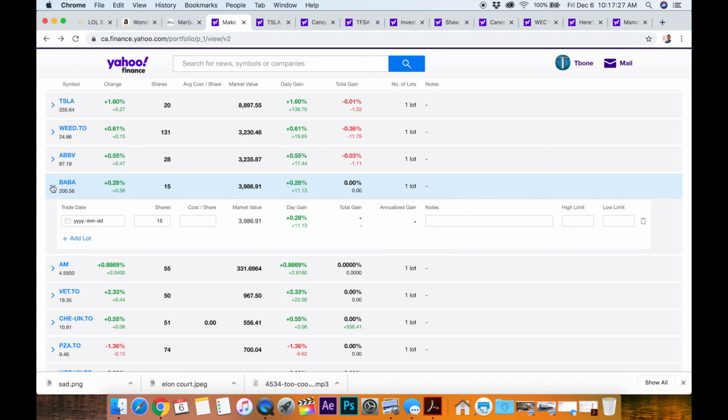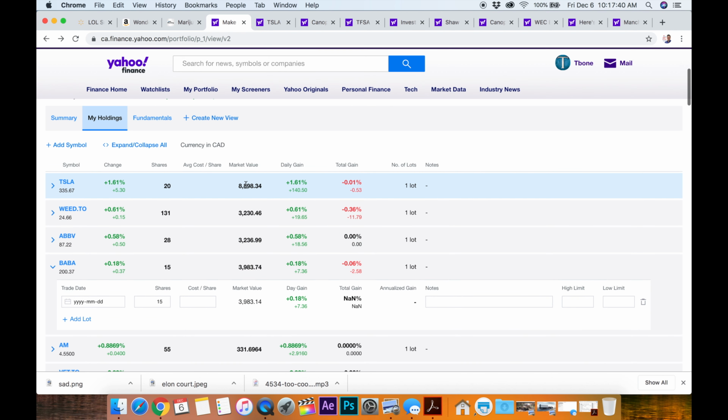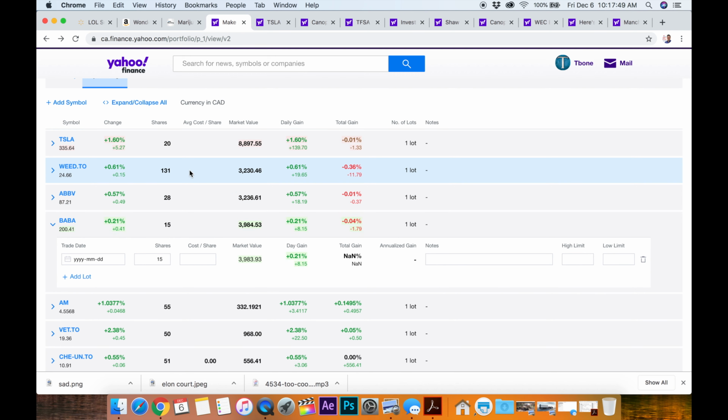The thing with Baba that I like, see, I usually have plans. Tesla, I just think they're going to go up and up and up. It's a disruptor. Everyone is caught with their pants down, and the company is doing fantastic, and I think it's going to continue to grow.